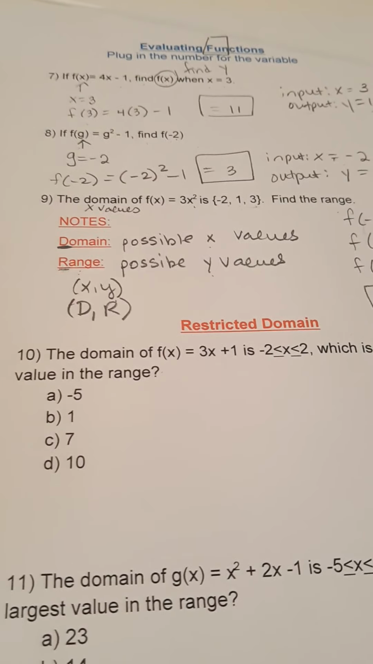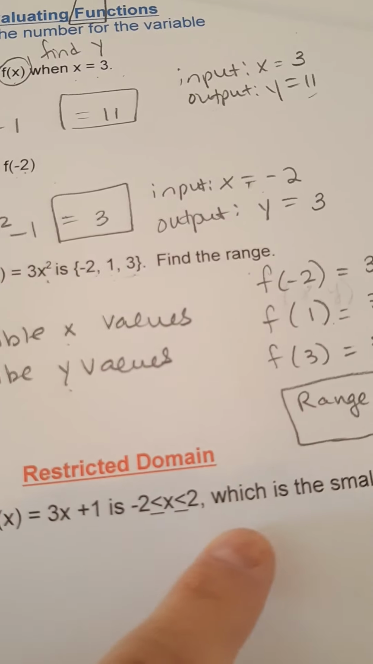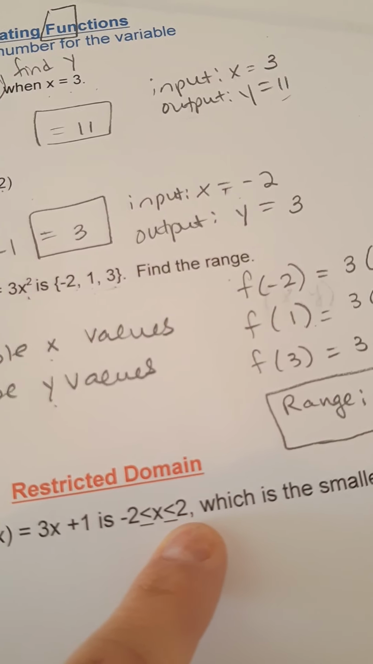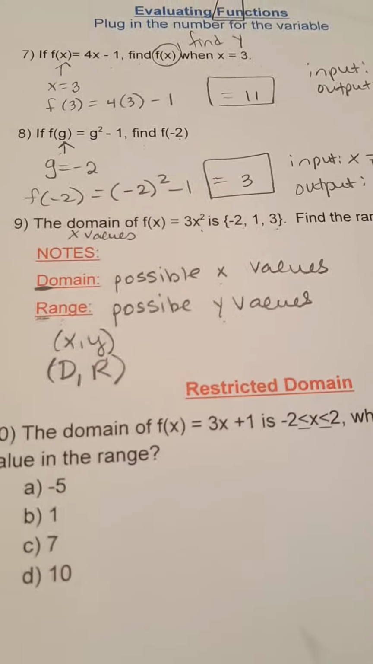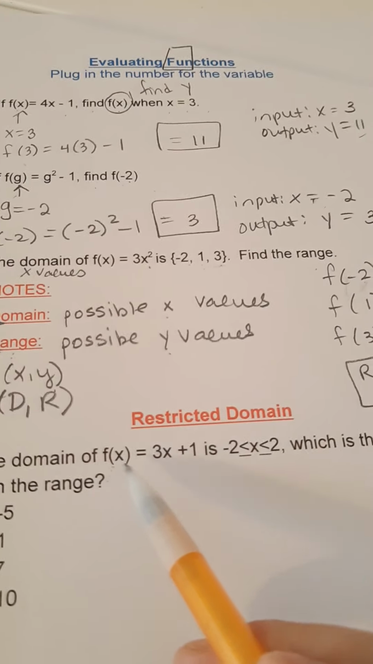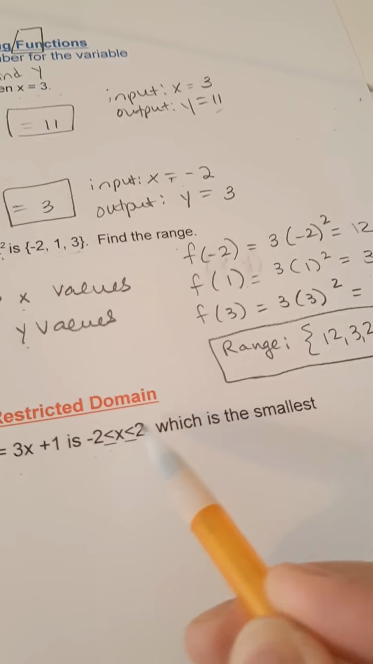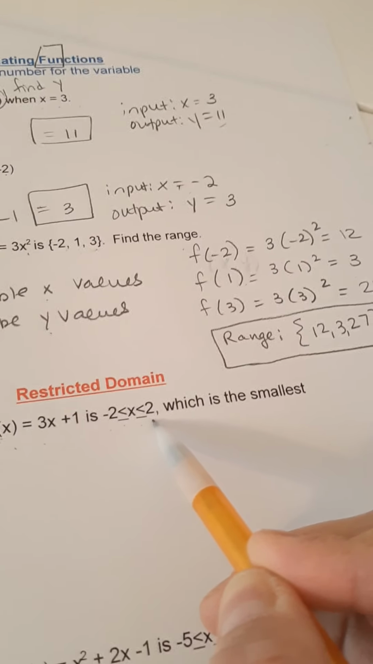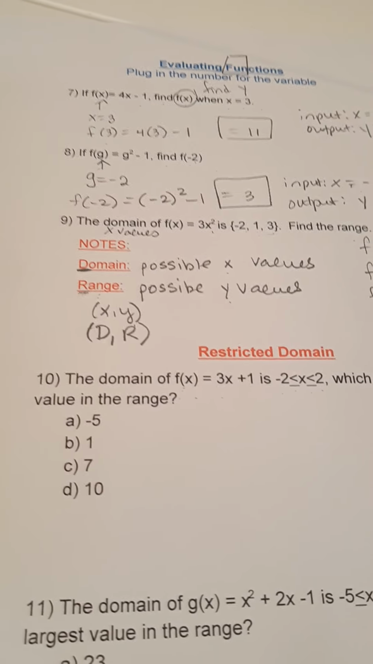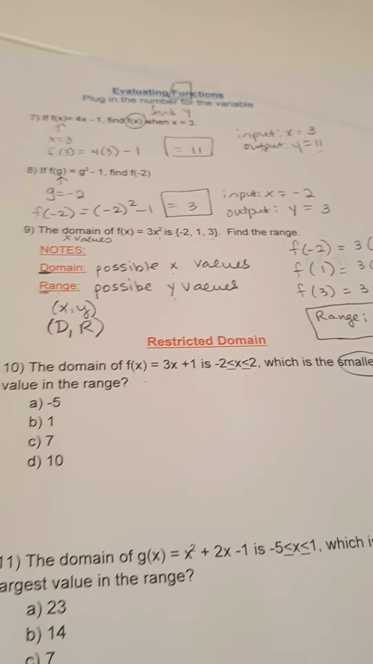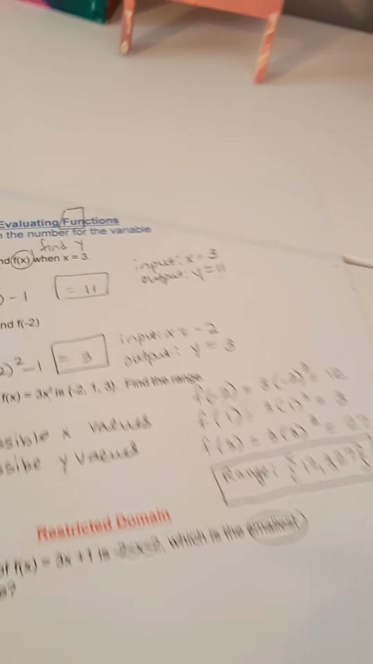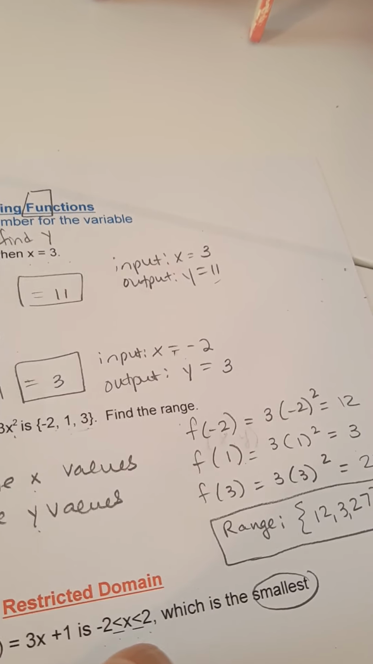And now the restricted domain questions. You've seen this before. You know that this is the beginning value and this is the ending value. So, the domain of this equation, f of x equals 3x plus 1, is from -2 is less than or equal to x is less than or equal to 2. So which is the smallest value in the range? So here's your strategy. You want the smallest answer for the y values.